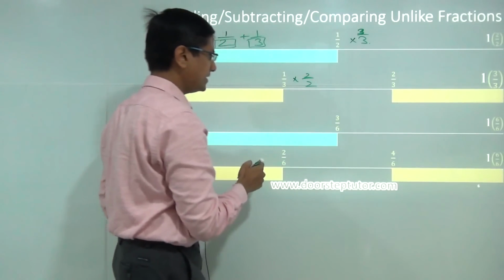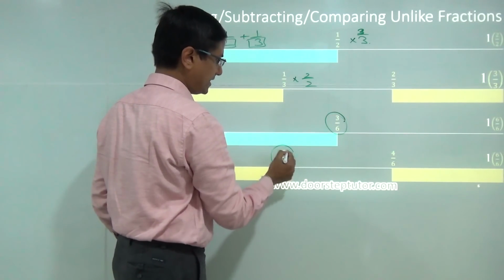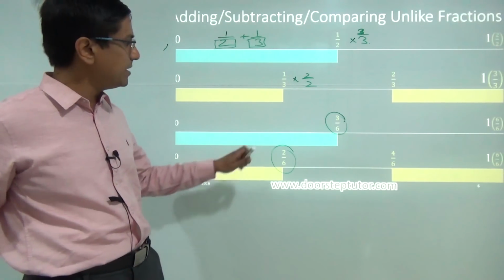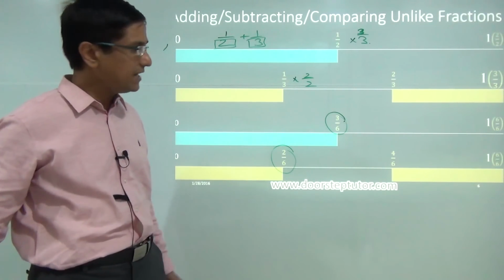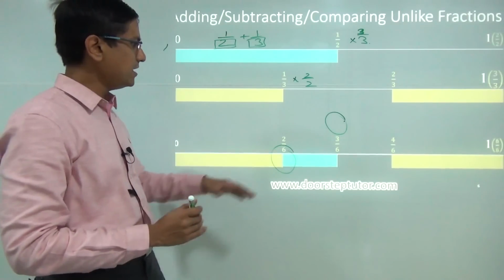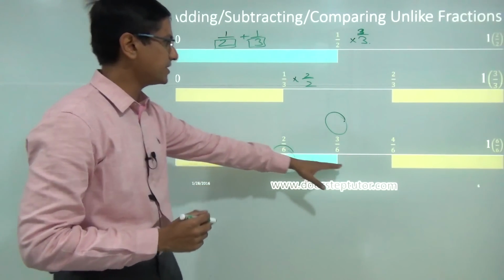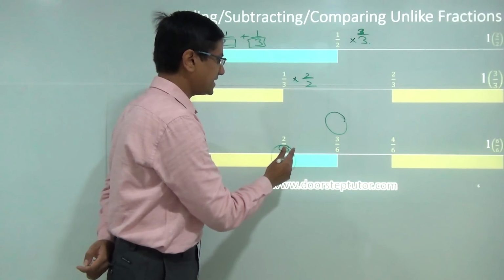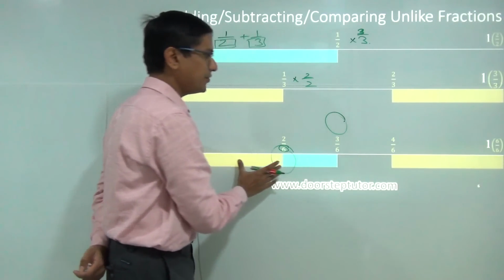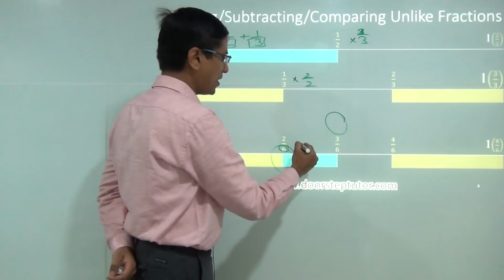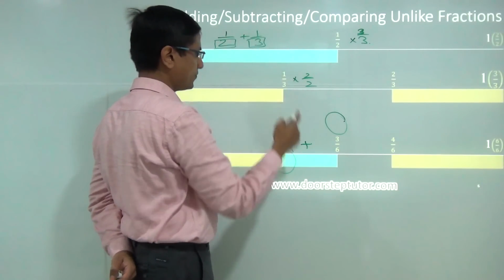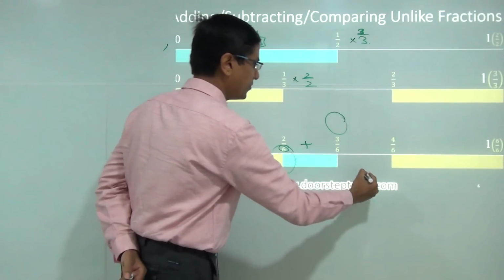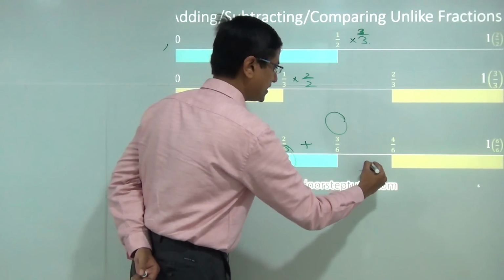And now, as you can see, all of them are like fractions. So I can simply represent these two number lines as one number line, because all of them are dealing with 1/6 parts. Now I can add. Instead of adding 1 by 2 plus 1 by 3, I can add 2 by 6 plus 3 by 6. I know I can do that. The denominator remains the same, and 2 plus 3 is nothing but 5.